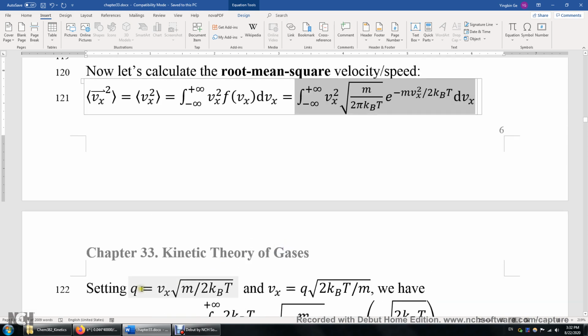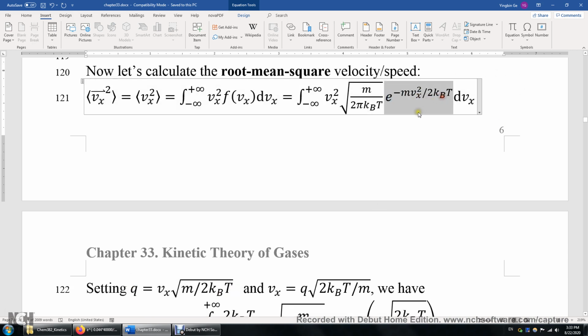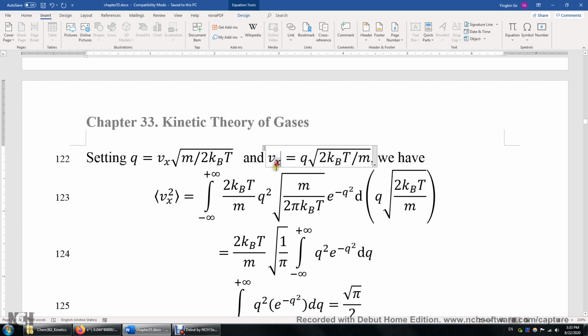We have to set this q now this time to be just Vx times the square root of m over 2kBT. Why do we do this? By doing this, we simplify this Gaussian function. This Gaussian function becomes e to the power of negative q squared. That's it. And now we can also write Vx is equal to q times the square root of 2kBT over m. So it's just the reciprocal of this guy. We plug in the expression of q in Vx. We have this equation for the average value of Vx squared.